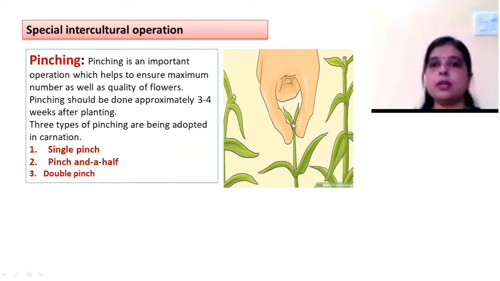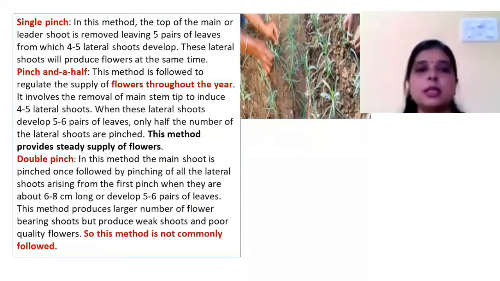In the double pinching method, the main shoot is pinched once, followed by pinching of all the lateral shoots arising from the first pinch, when these are about 6 to 8 centimeter long or develop 5 to 6 pairs of leaves. It delays the flowering and it is not generally practiced.